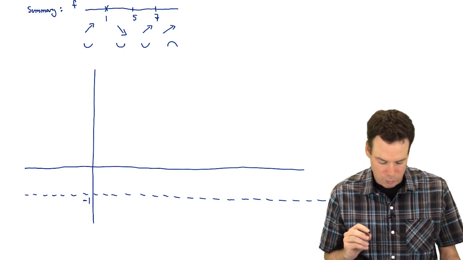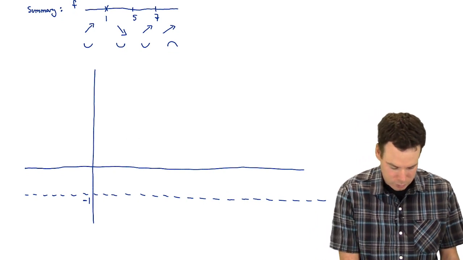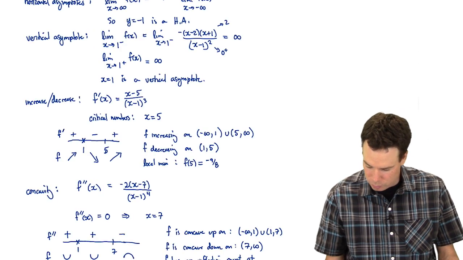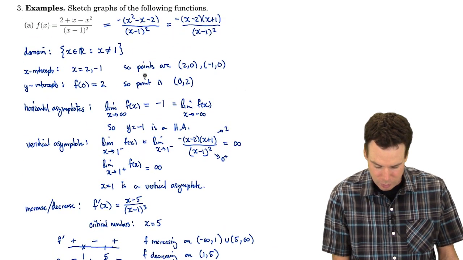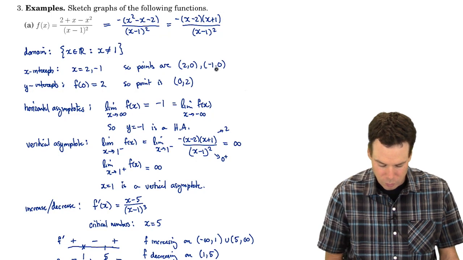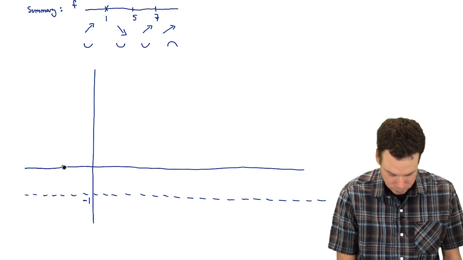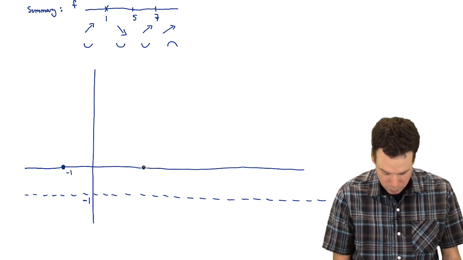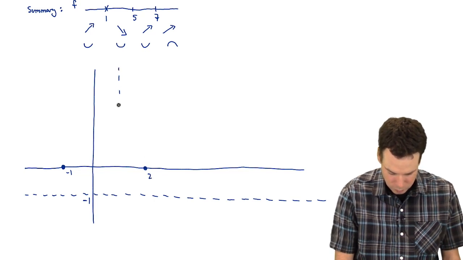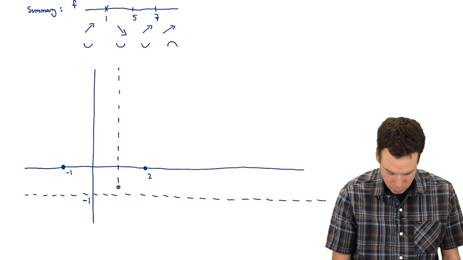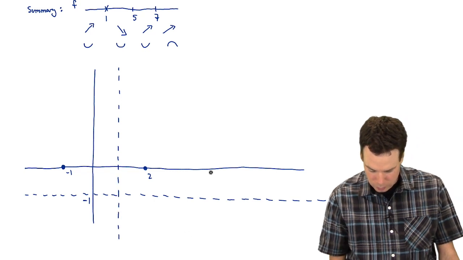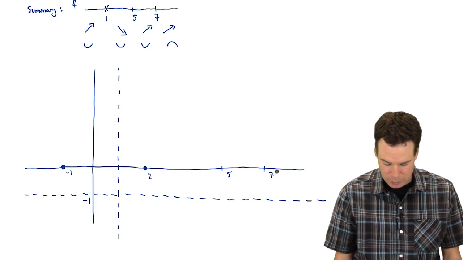Okay, now what do we know? Well, we know a few points on it. Let's go back and see what points we know. This is why it's useful to have those x and y intercepts. 2 and 0 and -1 and 0. So we've got a -1 and 0 and a 2 and 0. So if that's going to be 2, I know I have a vertical asymptote at 1. So then those are points on it. And I also know I have 5 and 7. Some special stuff happens there as well.